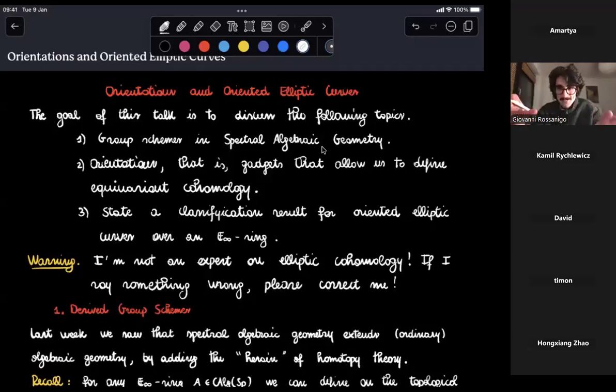And I would like to start this talk with a warning, because I'm not an expert on elliptic cohomology and I don't work exactly in this field. So if I say something wrong, please correct me. And I will be very happy to learn something from my mistakes.